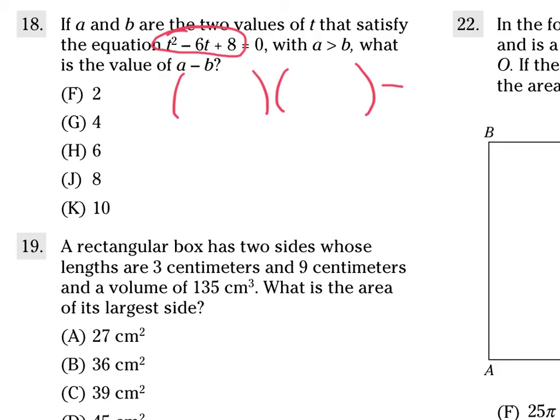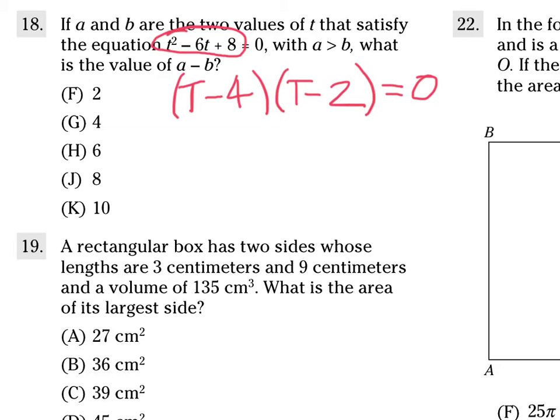We need two numbers that multiply to get positive 8 and add to get negative 6. So that would be minus 4 and minus 2. You multiply them, you get positive 8. You add them, you get negative 6. Put the signs. a equals positive 4, b equals positive 2. 4 minus 2 is 2.